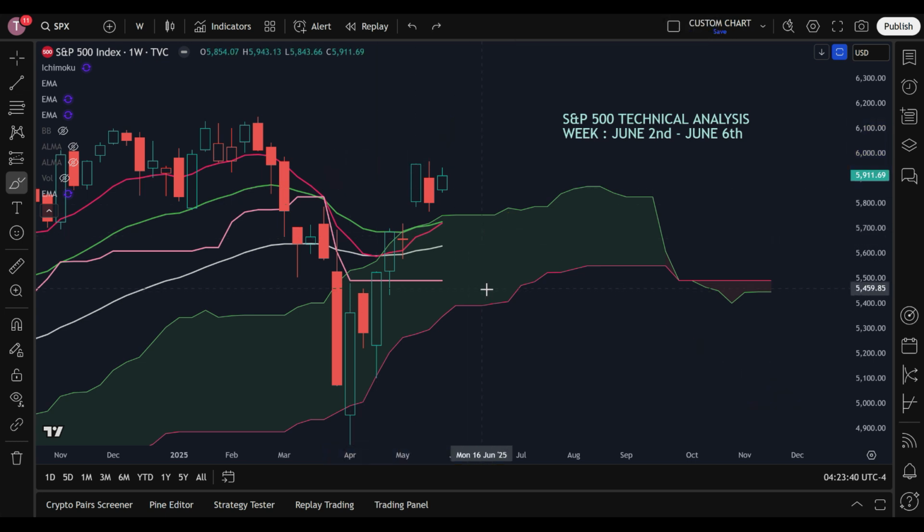Now the most important part is this, the expected bullish crossover in the moving averages. Now why is this the most important thing? See, there is a reason.